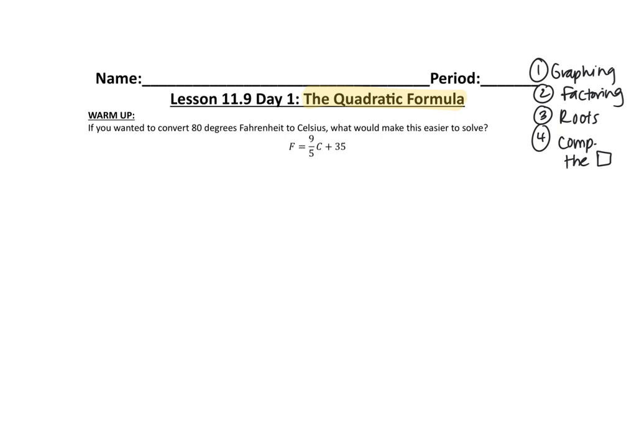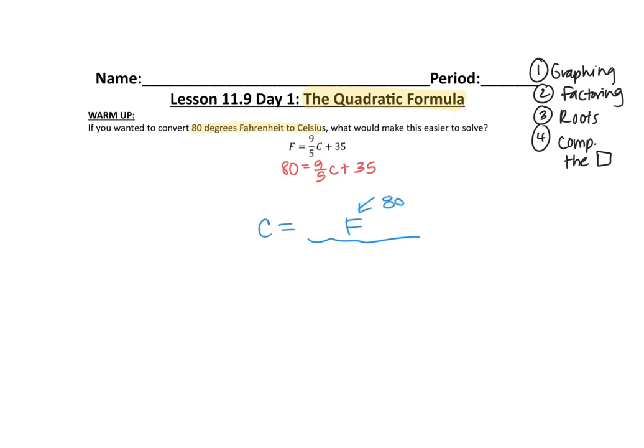If you have this packet out, go ahead and push pause and try the warm-up. The warm-up says, if you wanted to convert 80 degrees Fahrenheit to Celsius, what would make this easier for you to solve? Right now, if I knew 80 degrees Fahrenheit, I could plug in the 80, and then I have 80 equals 9/5 C plus 35. And then I could work to solve for Celsius, but it would be much easier if this equation said Celsius equals, and then something with an F. That would be much easier because then I could just plug in the 80 and work it out.